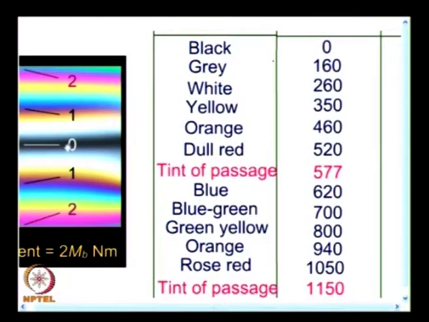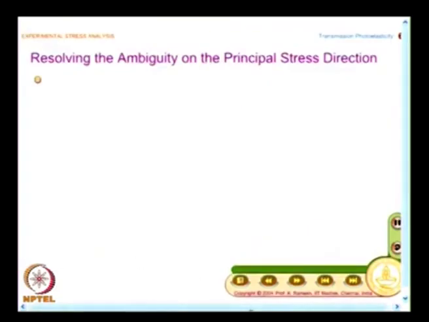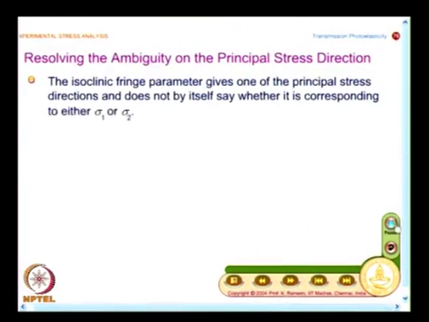From 0 to 1 you have a color sequence like this, and from 1 to 2 you have blue, blue green, green yellow, orange and rose red. So, if you are focusing on a particular point of interest, and we make some modification in the optical arrangement, the color sequence will help you tell whether the fringe order increases or decreases at the point of interest.